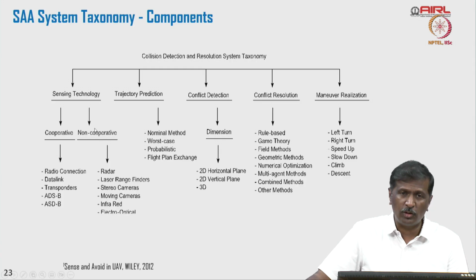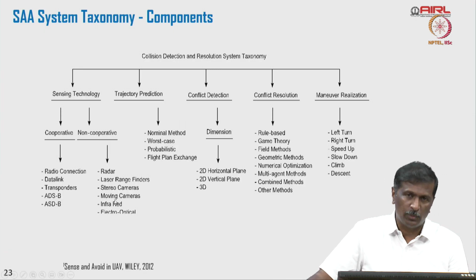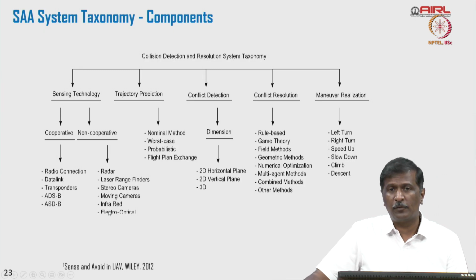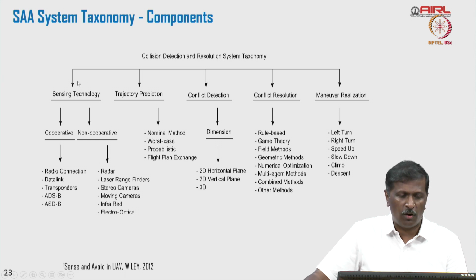If I am looking at non-cooperative targets, I may have to use radar or laser rangefinders to find out the relative distance. If I don't want a laser rangefinder, I may have to use a stereo camera, or a moving camera, or an infrared camera if I am operating in night conditions, and electro-optical cameras. Your sensors may be different. That all comes under sensor technology.